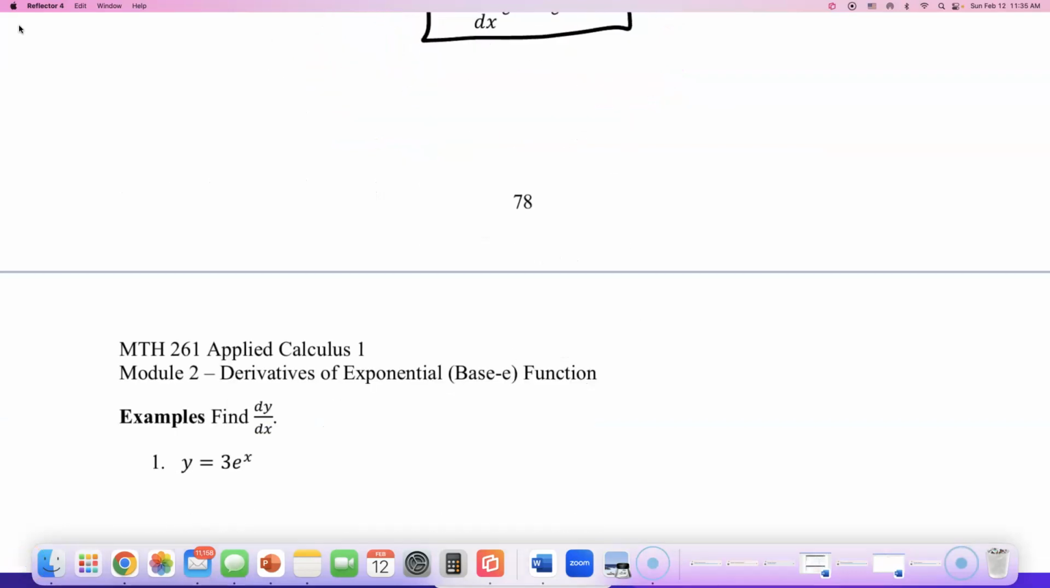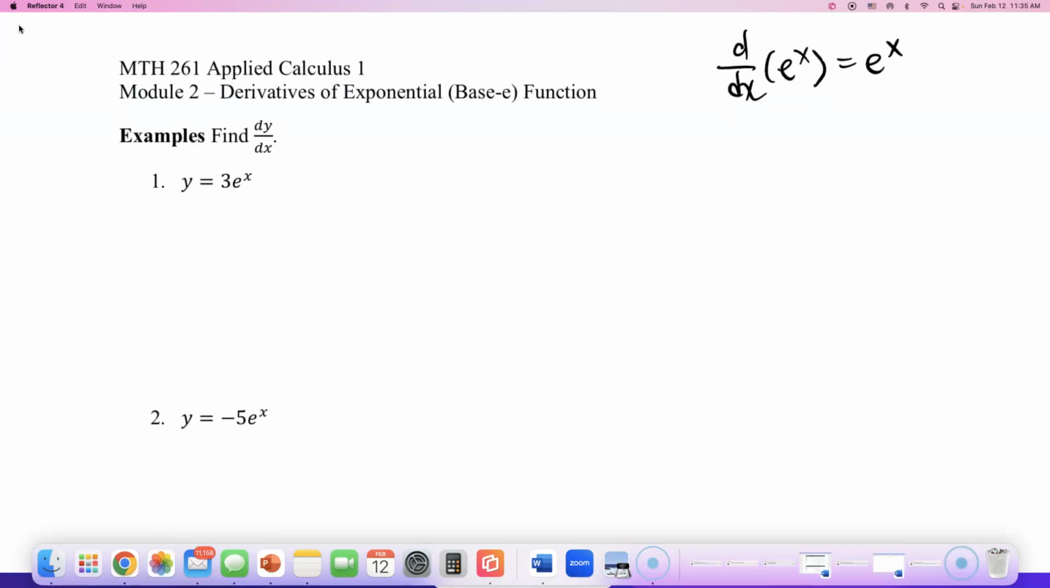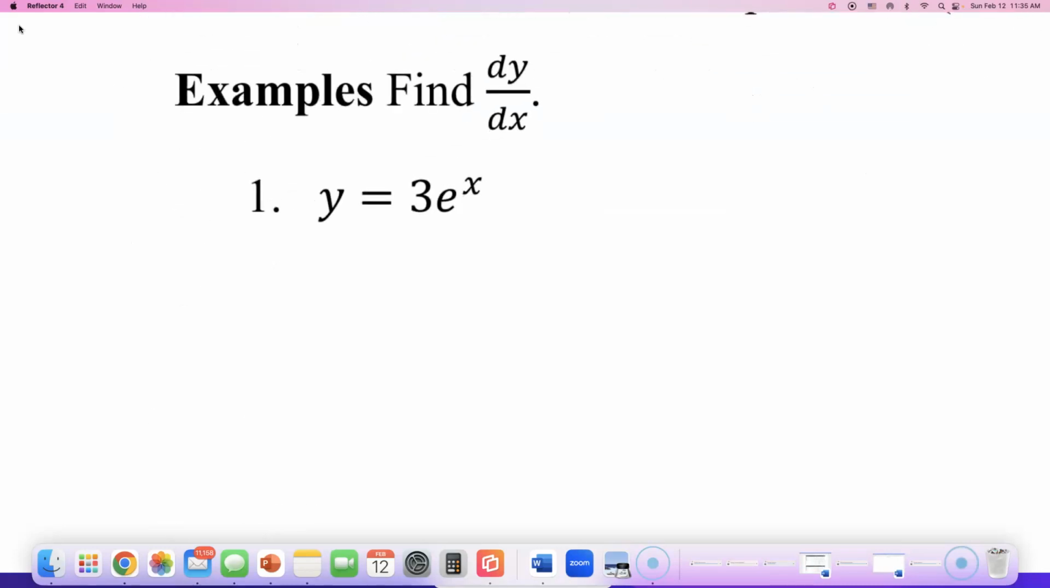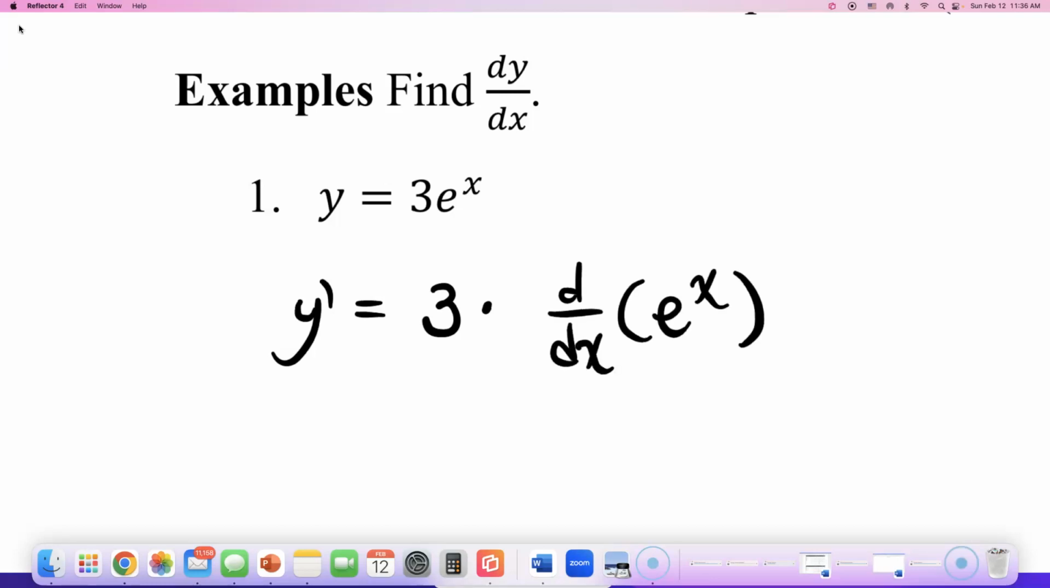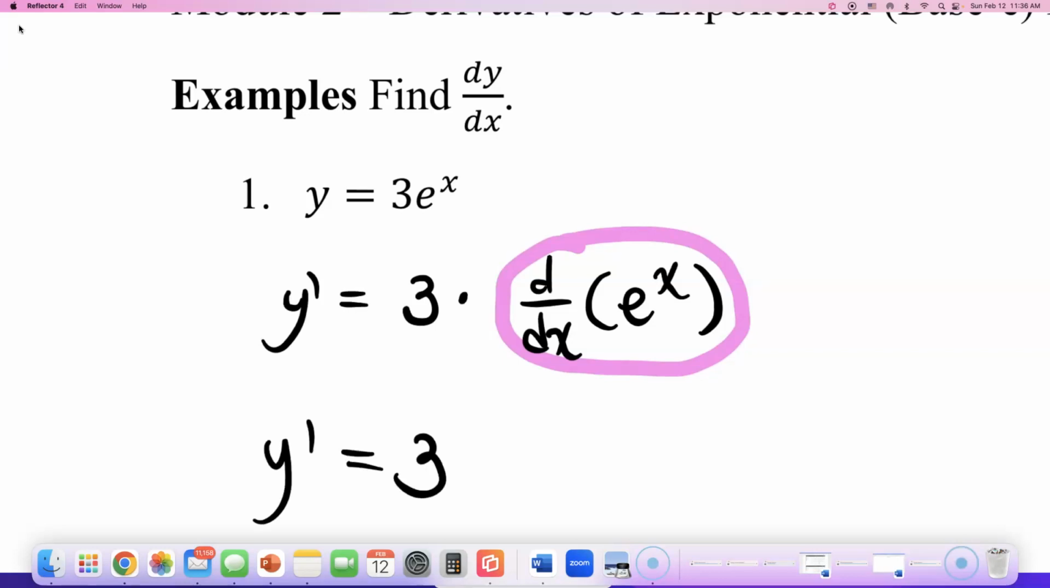So in the previous video, we proved that the derivative of e to the x is e to the x. So let's use that on this page. They want us to find the derivative of 3 times e to the x. Well, that's going to be 3 times the derivative of e to the x, right? You can pull out that constant. Now, we've just been talking about how the derivative of e to the x is just e to the x, right? So here's the final answer, 3 times e to the x.